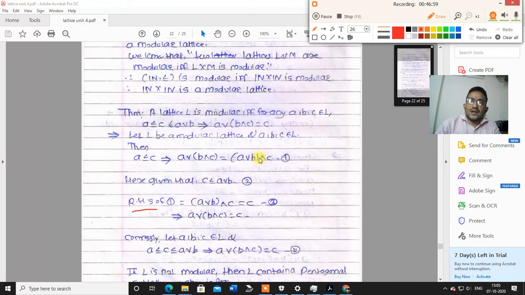But what is the RHS here? This is the RHS, A join B meet C. What is here? C is related to A join B. Yes, C is related to A join B. So we consider that A join B meet C is equal to C, because A is related to A join B. So we can say that the meet of A join B and C is C. Therefore A join B meet C is equal to C.